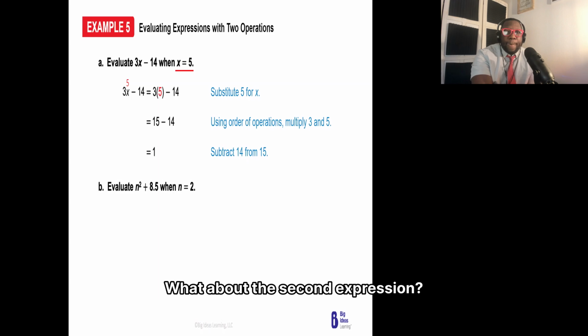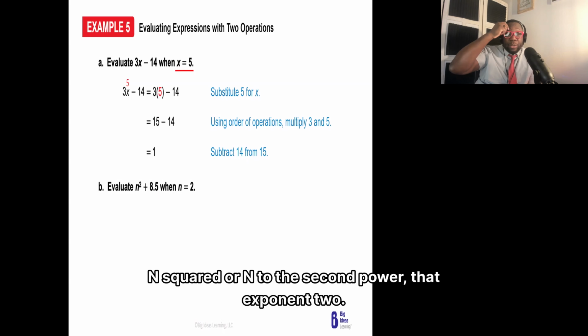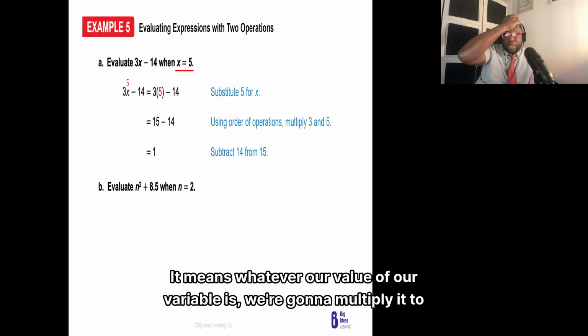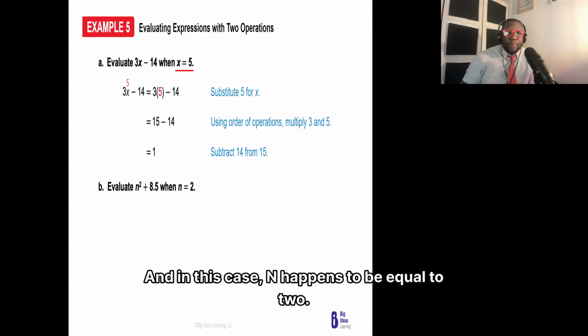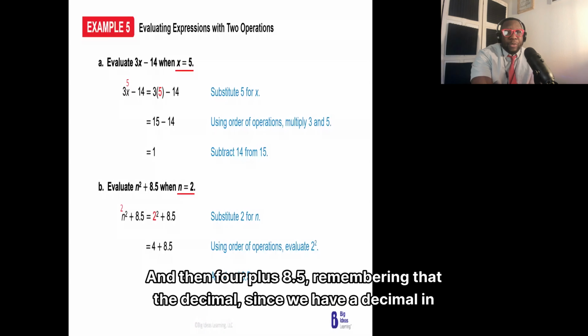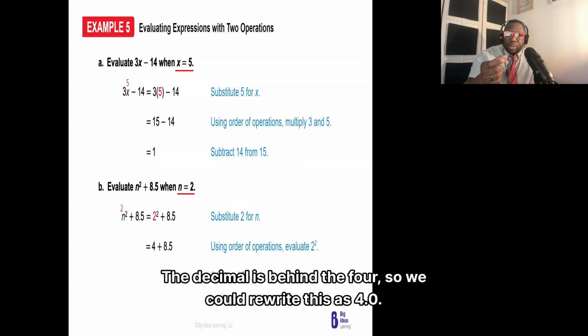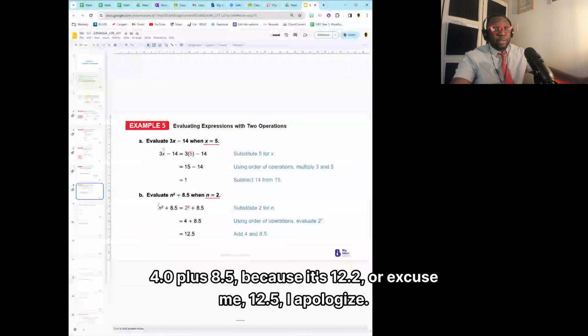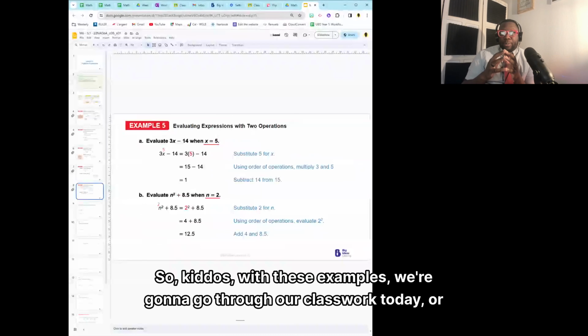What about the second expression? N squared, or n to the second power, that exponent 2. What does exponent 2 mean? It means whatever the value of our variable is, we're going to multiply it by itself twice. And in this case, n happens to be equal to 2. So 2 times 2, or 2 squared, is equal to 4. And then 4 plus 8.5, remembering that since we have a decimal in this expression, the decimal is behind the 4. So we could rewrite this as 4.0. 4.0 plus 8.5 gives us 12.2. Oh, 12.5. I apologize.